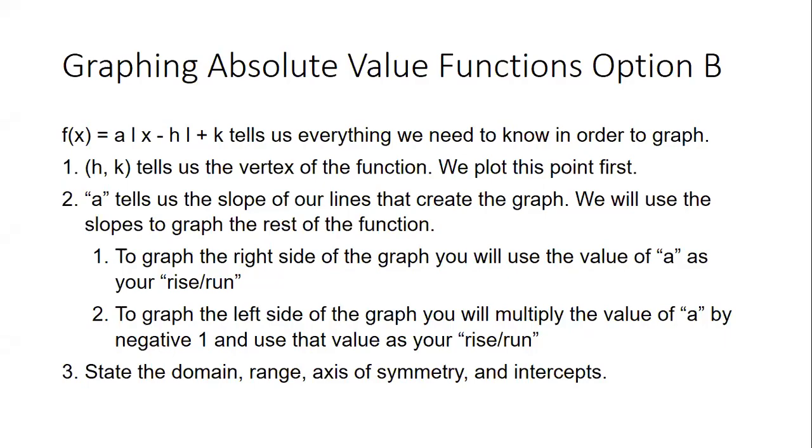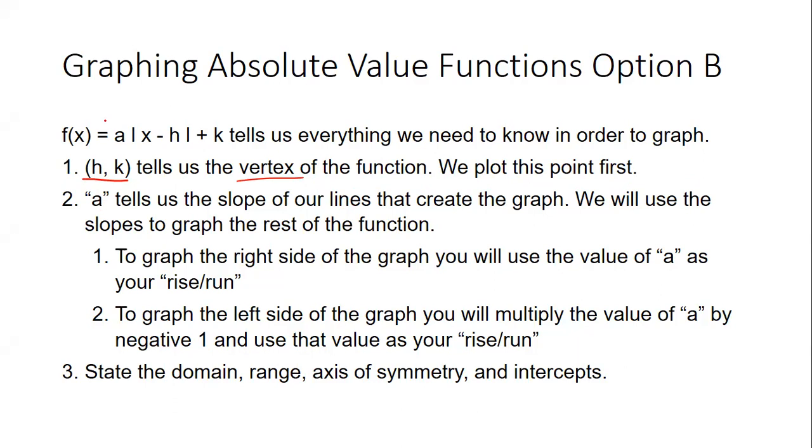Option B. So graphing absolute value functions, option B, you're not creating a table. You're still going to have to identify your H and your K. So we're still identifying H and K because that is our vertex. Remember, your X is a liar, so your H is not what it looks like. Then you're going to plot that point first. So you find your vertex, you plot it on the graph.